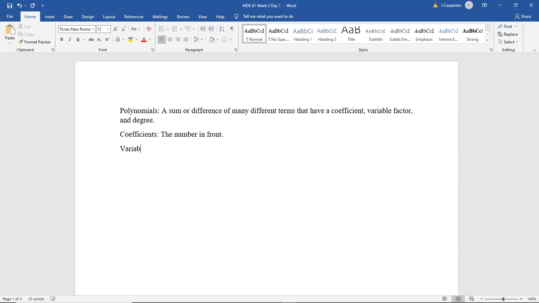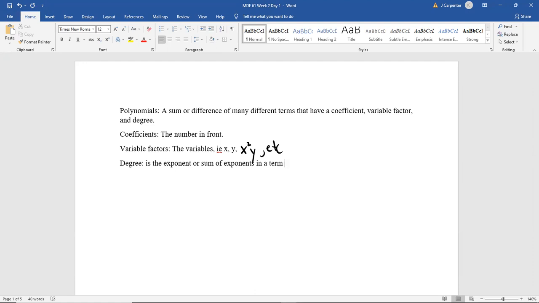Factors. Y, maybe something like x squared y. I have to write that one, etc. The degree is the exponent, or sum of exponents, if there's more than one variable in the term.